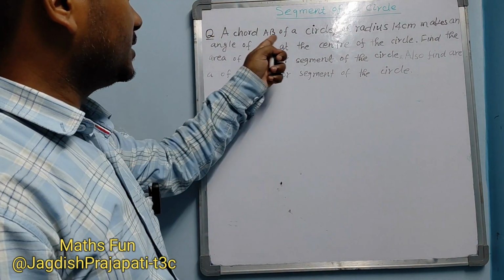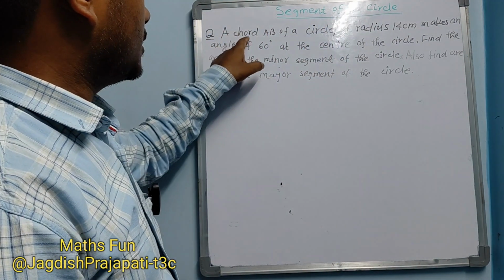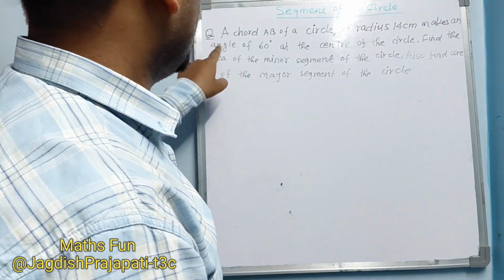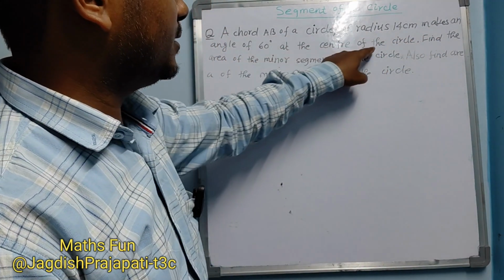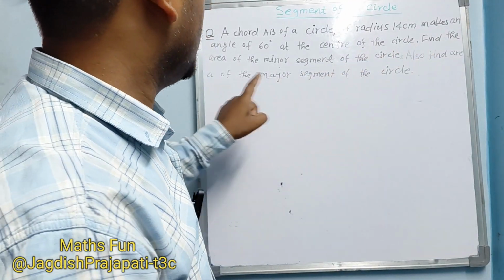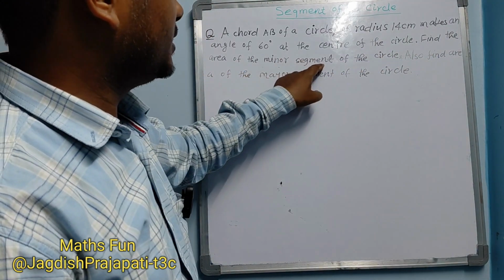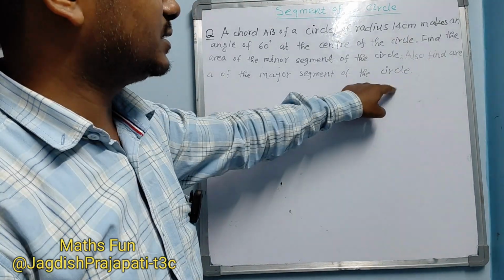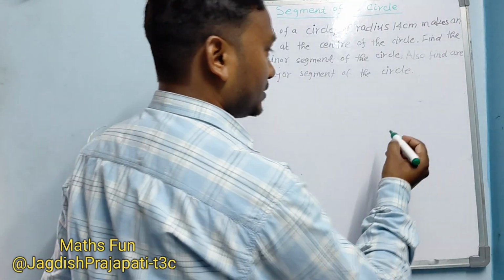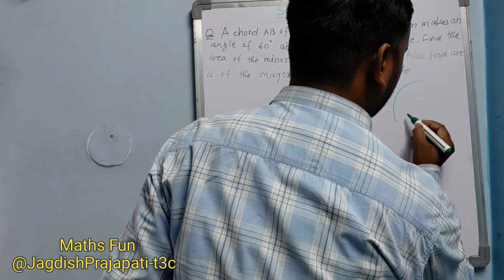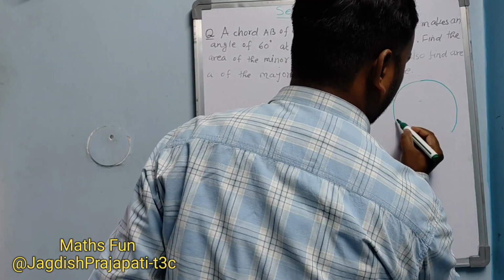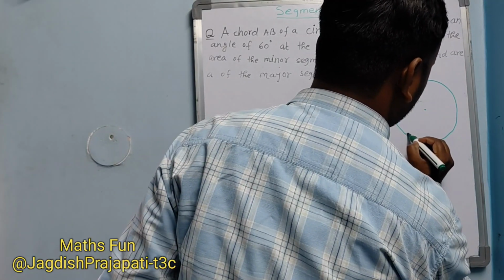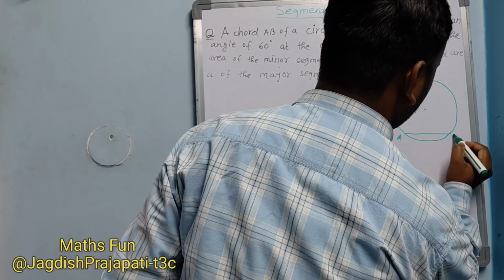So now we have been given this question. A chord AB of a circle of radius 14 centimeter makes an angle of 60 degree at the center of the circle. Find the area of the minor segment of the circle. Also find the area of the major segment of the circle. So let us visualize this problem. This is a circle, this is the center of the circle. Let AB be a chord.